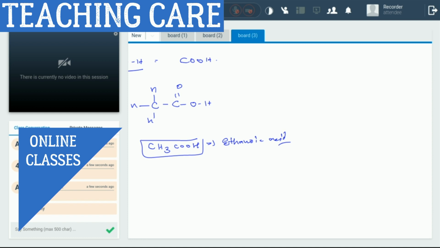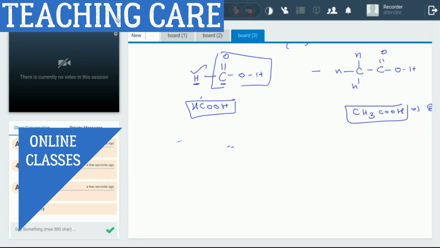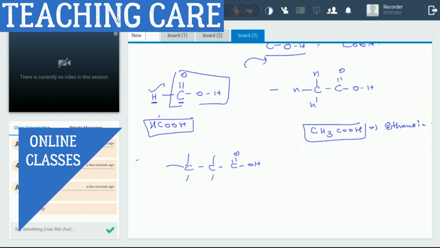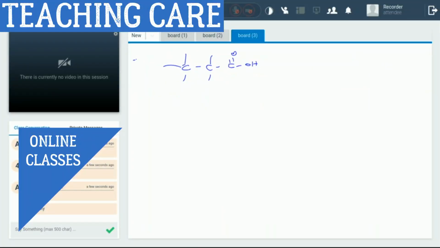The formula for that will be C2H5COOH. Yes, very right. Any single doubt in this? Nope. Okay. Then make one more structure, butanoic acid.